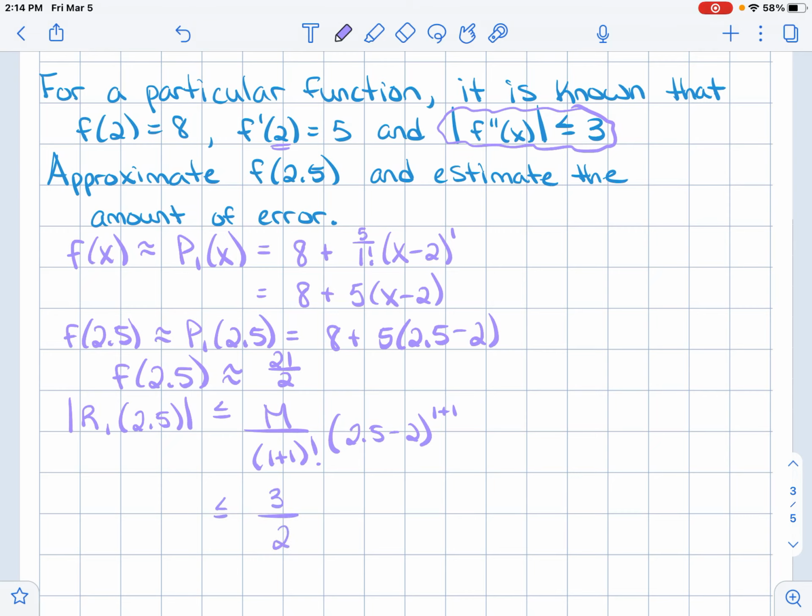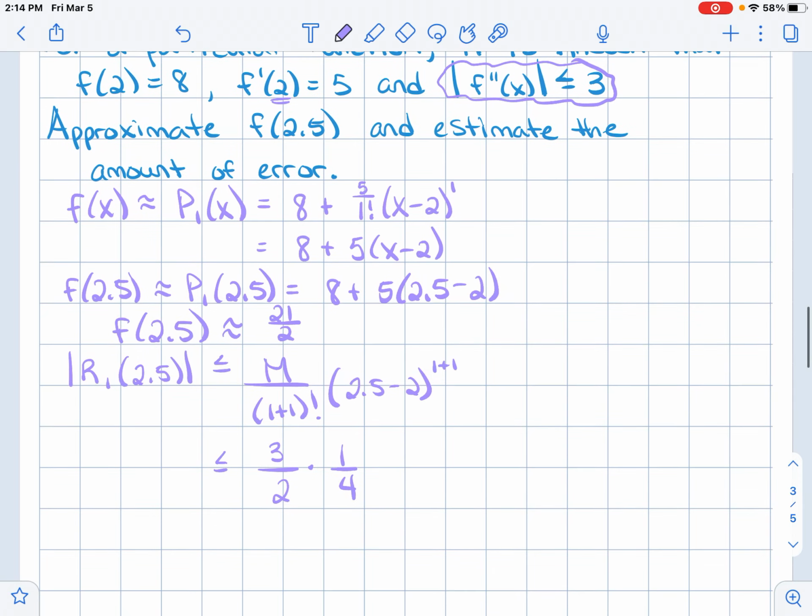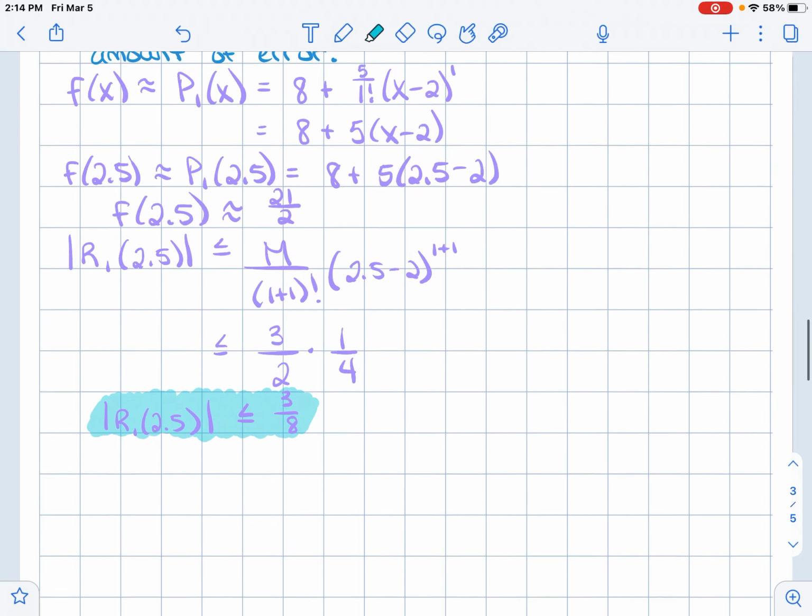If we simplify this a little bit more, we have 3 over 2 factorial, times 2.5 minus 2, which is 1/2. 1/2 squared is 1/4. So what we can say is the amount of error is going to be less than 3/8. If they ask you for the error bound, we would add and subtract that from the value we found. When we're estimating the error, we just stop when we find R.